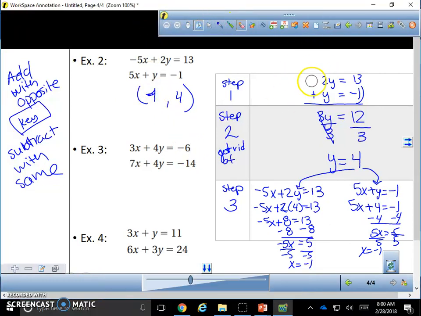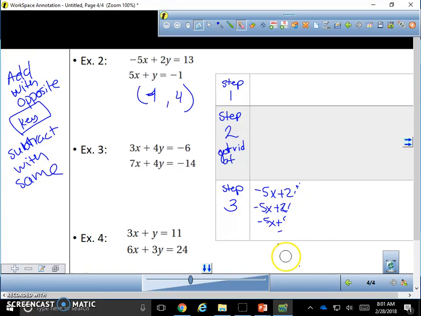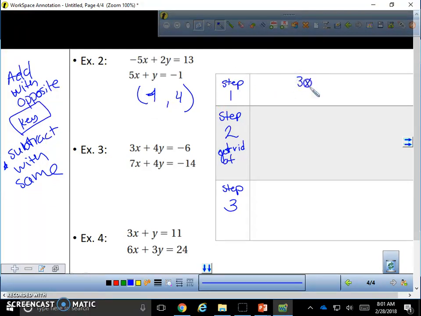All right, let's go into our next example. Example number 3, step 1. We are looking for them to be the same or opposite first. 3x, 7x. Nope. 4y, 4y. They're the same. Since they're the same, we have to subtract in step 2. So 3x plus 4y equals negative 6, and 7x plus 4y equals negative 14.